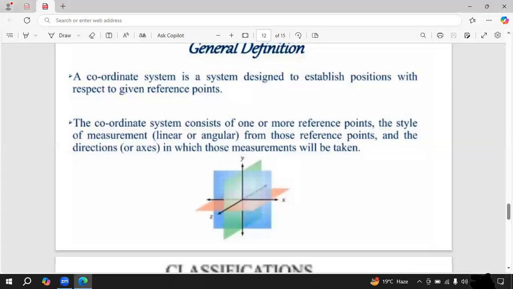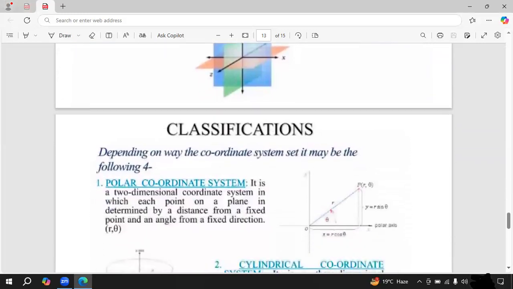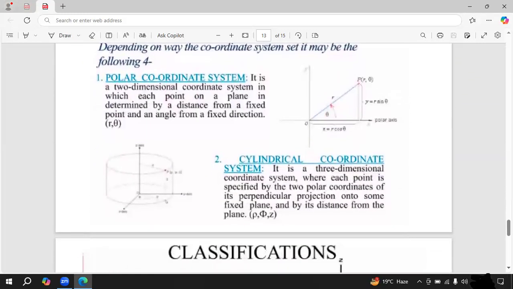Number one is the polar coordinate system. It is a two-dimensional coordinate system in which each point on a plane is determined by a distance from a fixed point and an angle from a fixed direction.